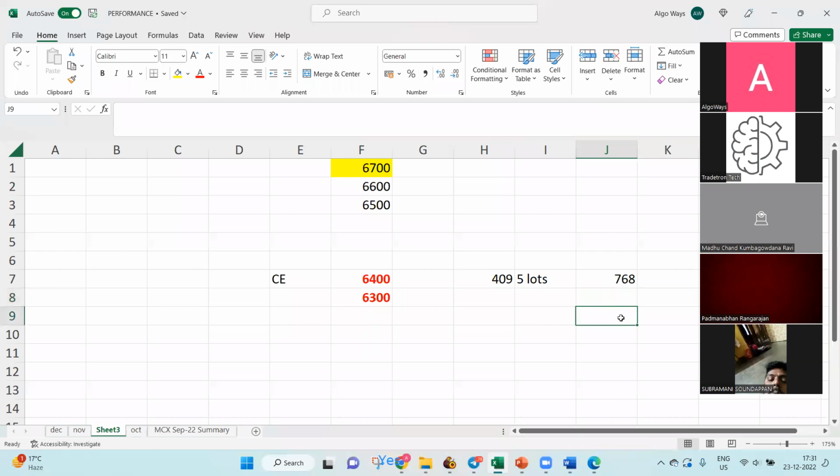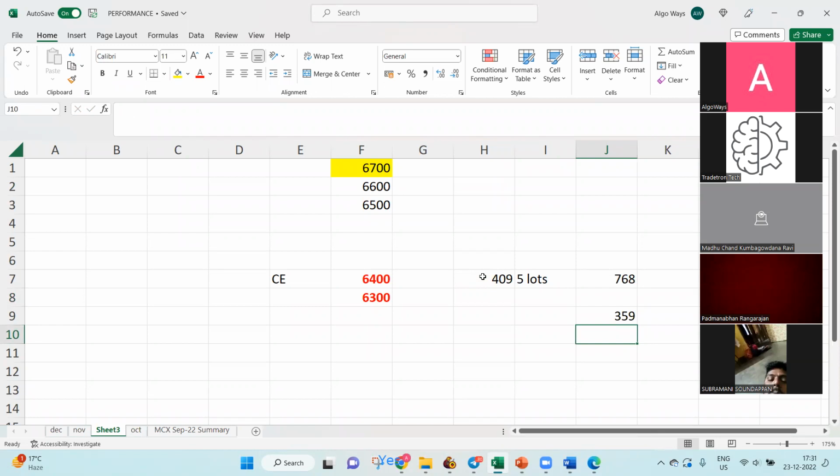So there was a loss of almost 40,000. 768 minus 409, so 35,900 was the loss, just because this particular strike did not have liquidity, and we did not have control over how to handle that situation if the liquidity is not there.